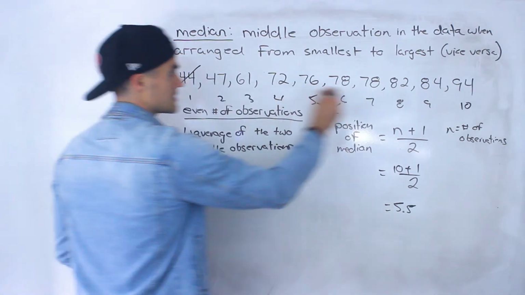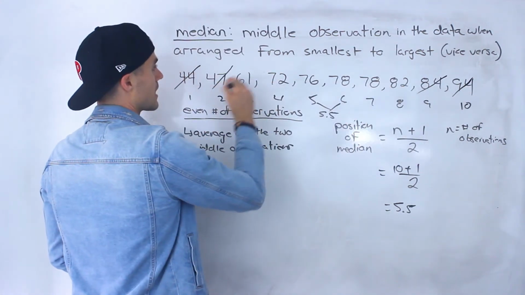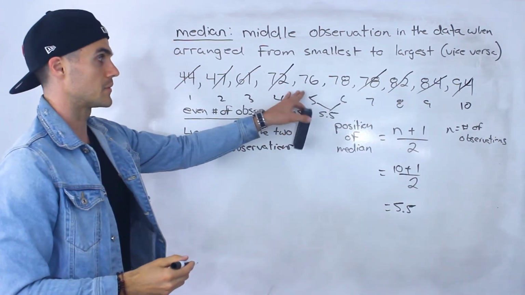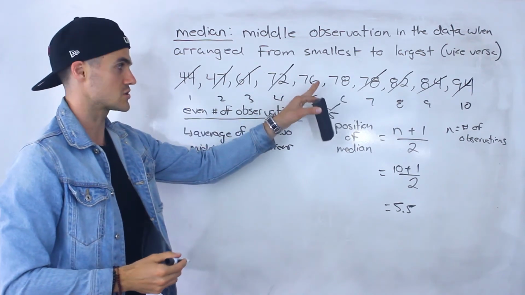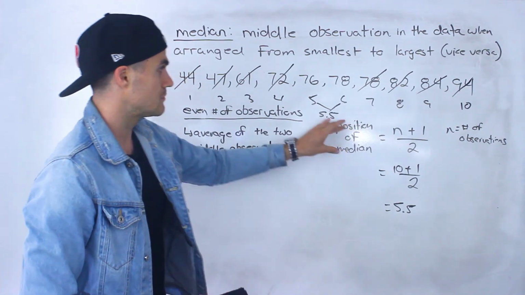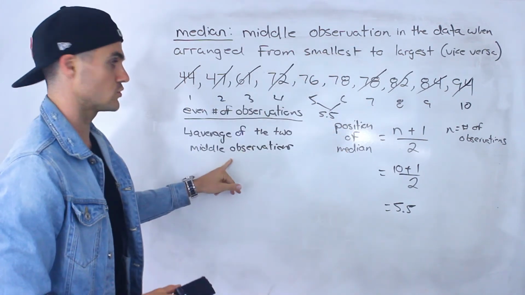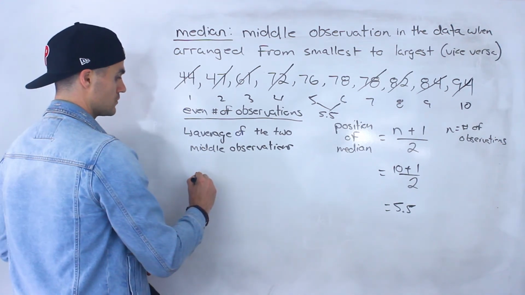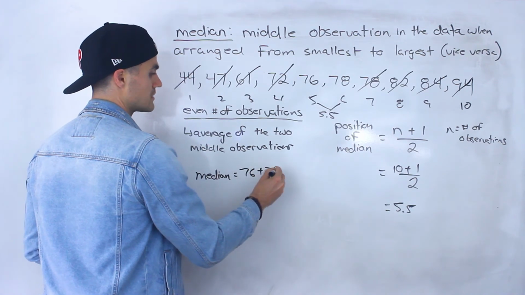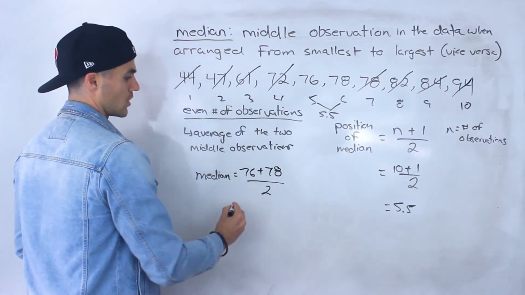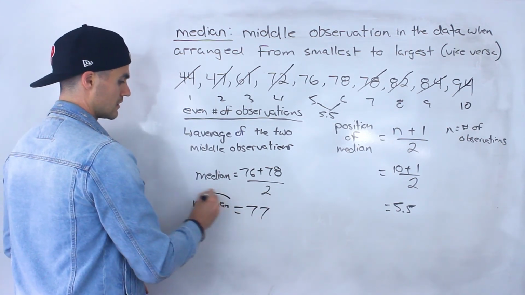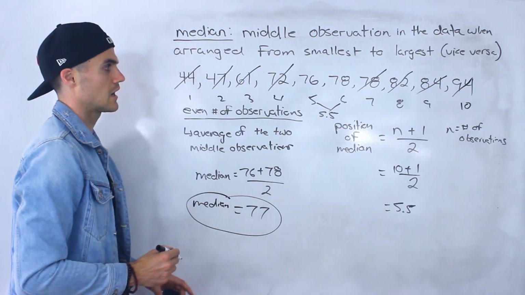So notice that if we cross this out, cross that, cross this, cross that, and then cross this and cross that, we end up getting here with these two middle observations. There's not a single one left. And so the 5.5 basically means we got to average out these two middle observations. So what we would do, the median, would basically be 76 plus 78 divided by 2, which would give us 77. And so the median in this case would be 77.